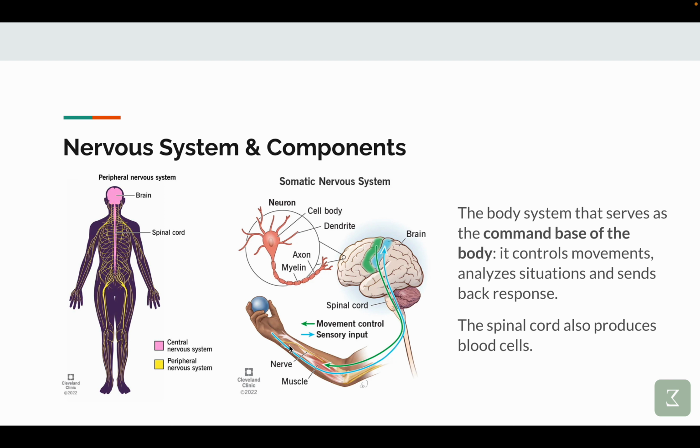And that's also movement. The parts of the nervous system include the brain, the spinal cord, and all of these nerve webs, branches in the body. They're referred to as the central and peripheral nervous system: brain and spinal cord are central, and these branches are peripheral. And something to note is that the spinal cord also produces blood cells, and it is a part of the skeletal system.